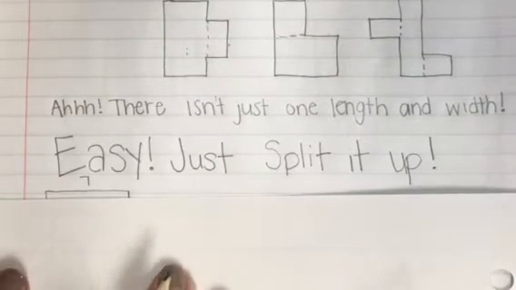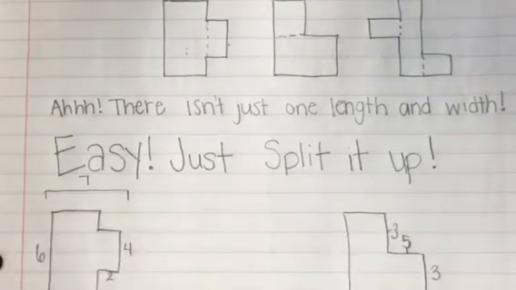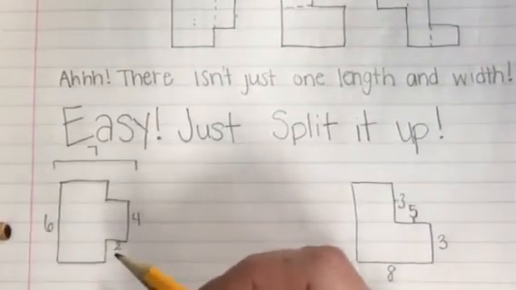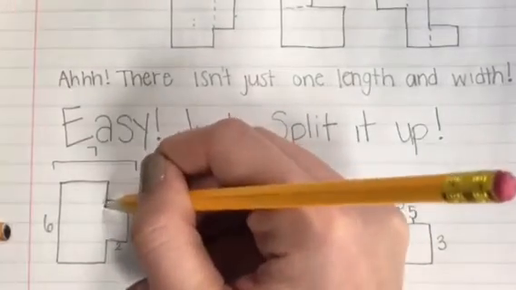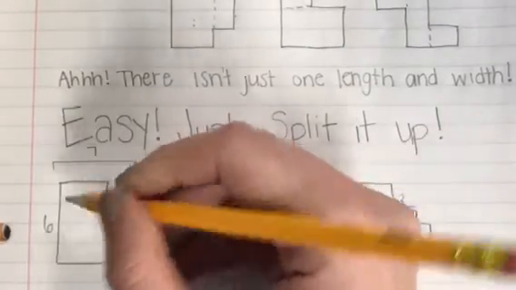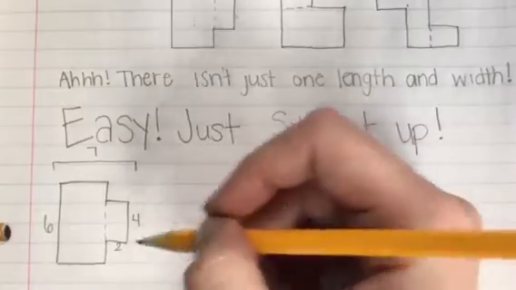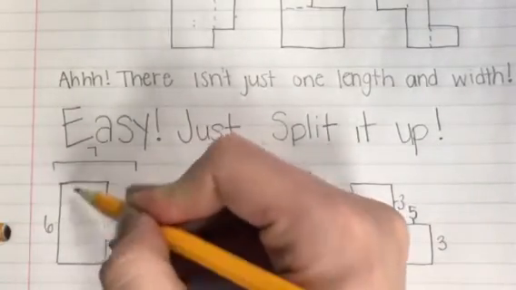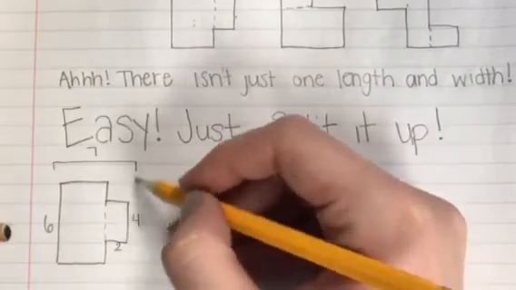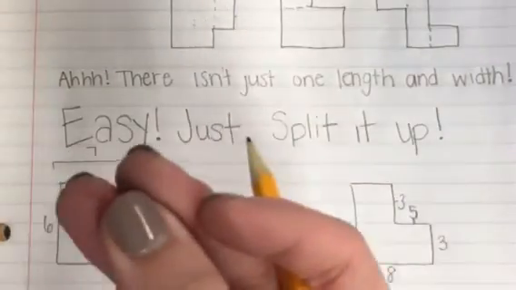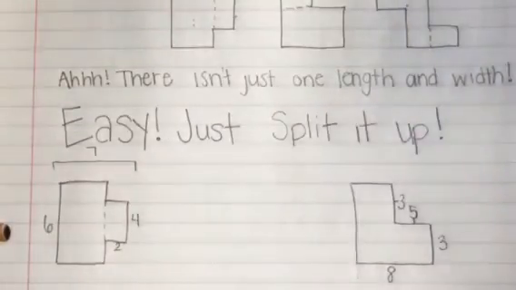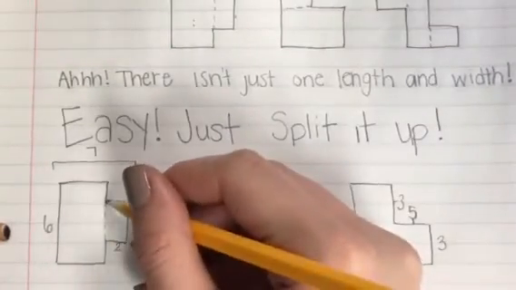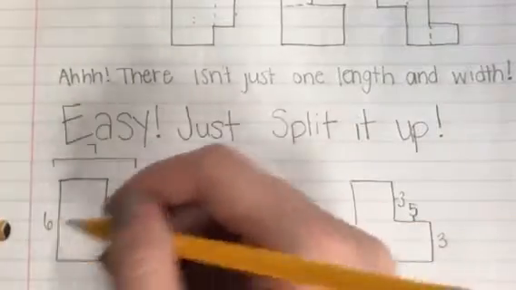So I said easy, just split it up. So we're going to start by looking at this shape down here that's got a little bump out. Well, I see if I split this shape here, I've got two rectangles. So I'm going to find the area and perimeter of this, I'm going to find the area of this rectangle and the area of this rectangle, and then I'm going to put them together. The perimeter is easy because you just still add up all the sides. So let's figure out if we can find the area of this large shape.